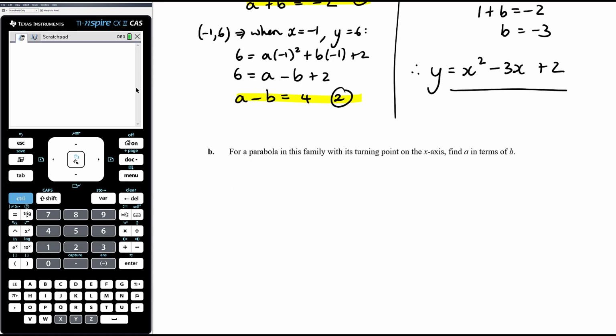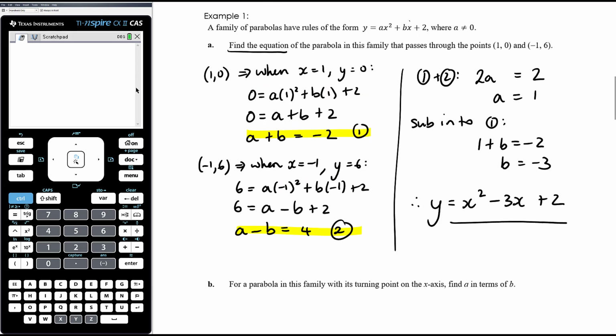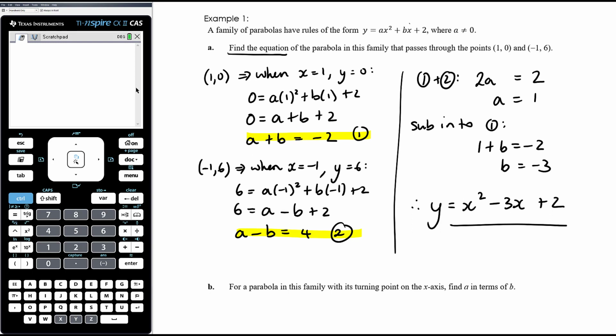Okay, part B. For a parabola in this family with its turning point on the x-axis, find a in terms of b. So again, remembering how we read the structure of a question. The answers that we found in part A don't automatically apply to part B unless we're explicitly told that. To read part B, we read the stem of the question and then move straight on to part B. So the question says, a family of parabolas have rules of the form y equals ax squared plus bx plus 2, where a doesn't equal 0. For a parabola in this family, so by this family we mean this, with its turning point on the x-axis, find a in terms of b.